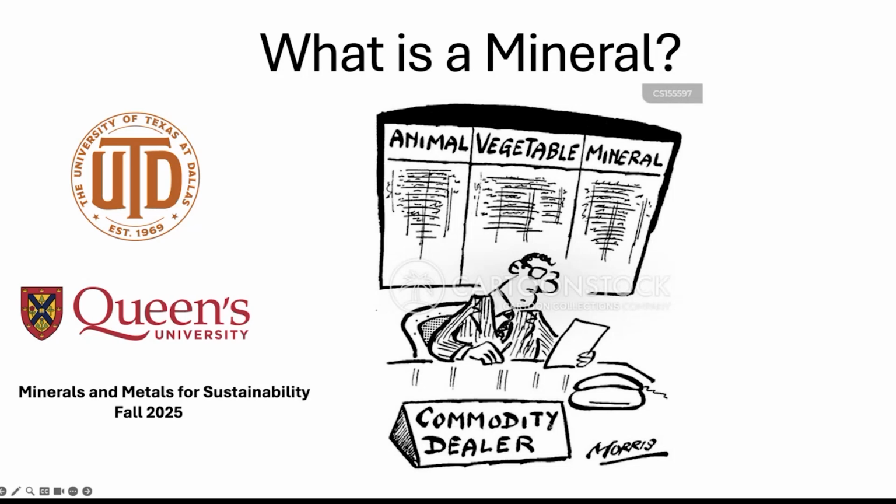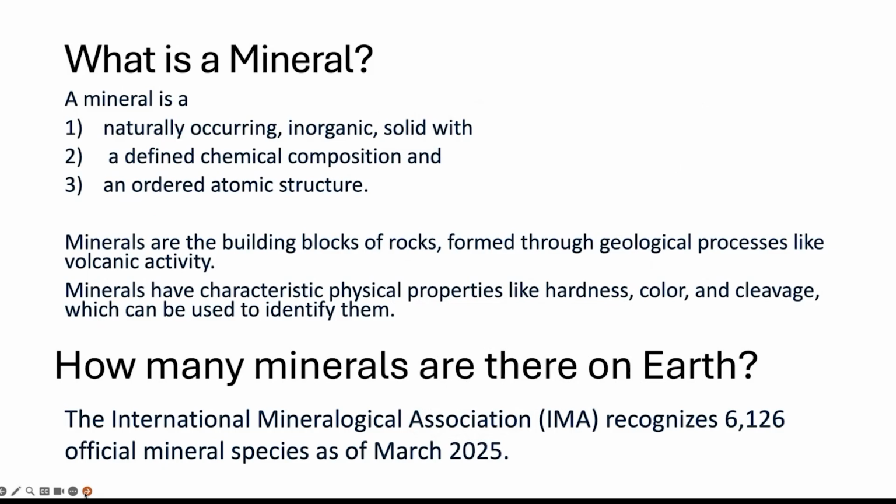What is a mineral? And here we see a commodity dealer with his threefold subdivision of commodities: animal, vegetable, and mineral. That covers it. So, what is a mineral? Well, the definition of a mineral is a naturally occurring inorganic solid with a defined chemical composition, and it can vary. There can be solid solution in that defined chemical composition, and an ordered atomic structure. So things like opal are technically not minerals because they don't have an ordered atomic structure.